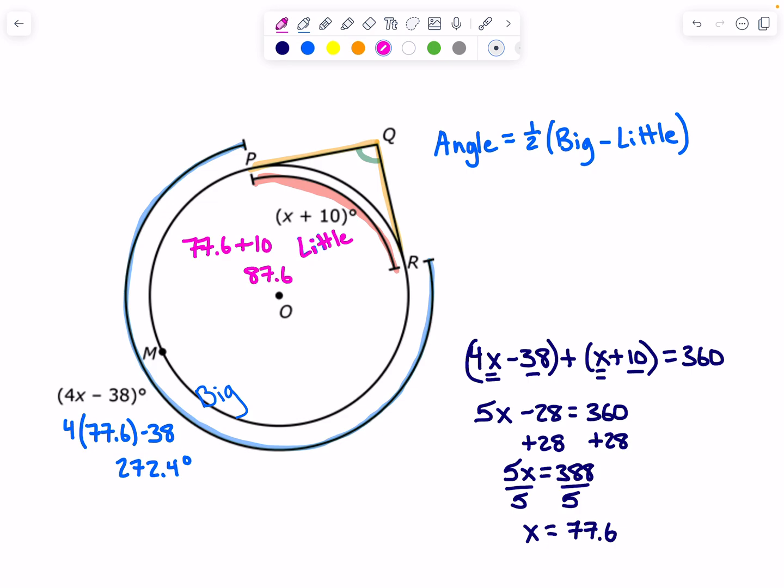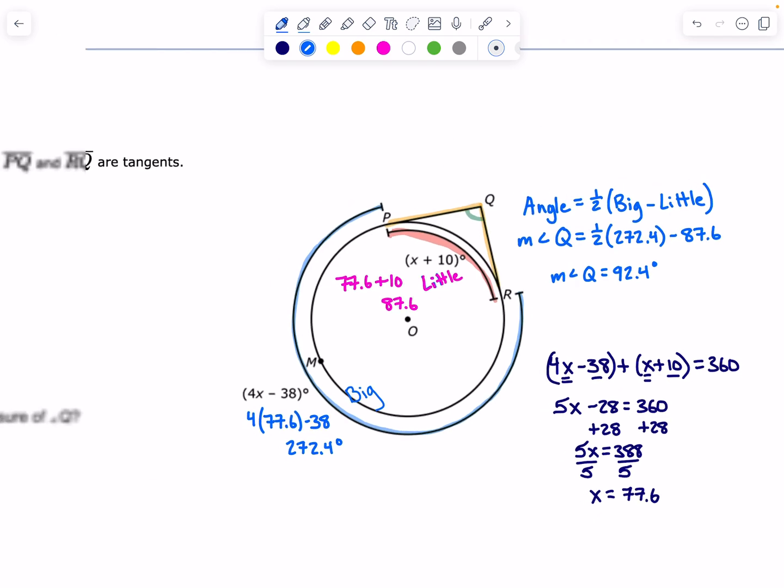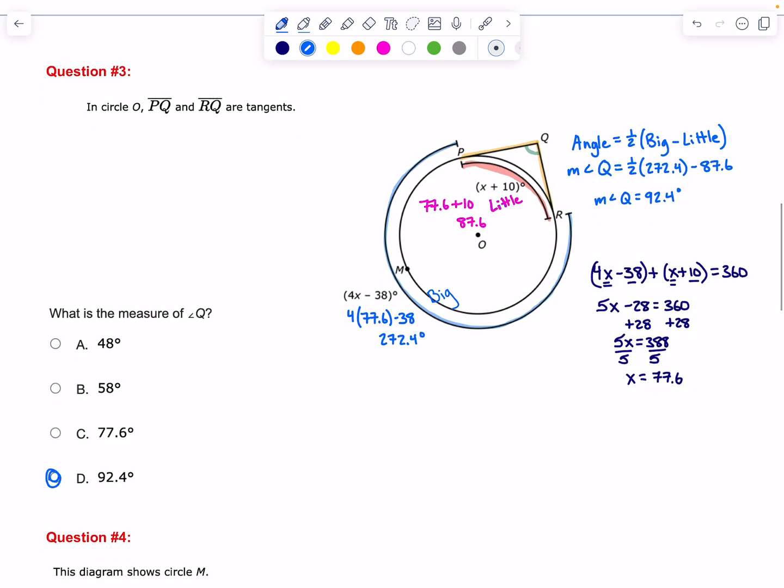So now we can finally put all of that together and say our angle Q is going to equal, so the measure of angle Q is 1/2 of the big arc, which is 272.4, minus the little arc of 87.6. So therefore the measure of angle Q is going to equal 92.4. You can just type all of that in the calculator. So 92.4 is our answer, which is D.